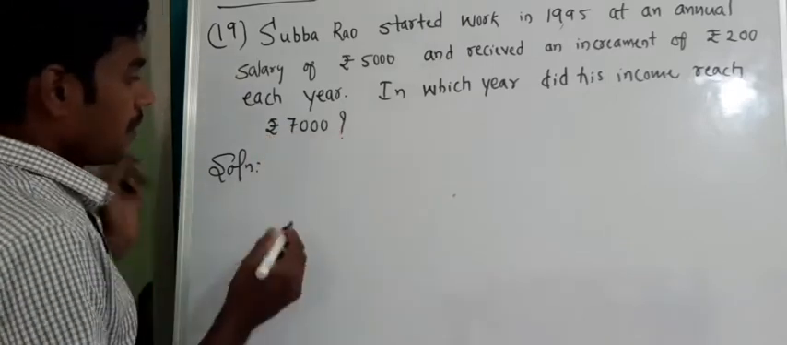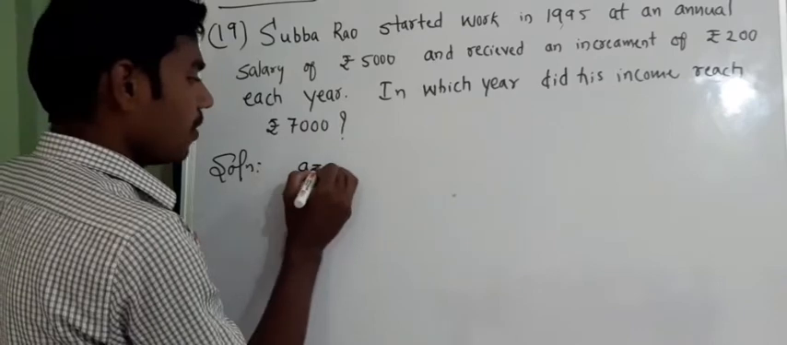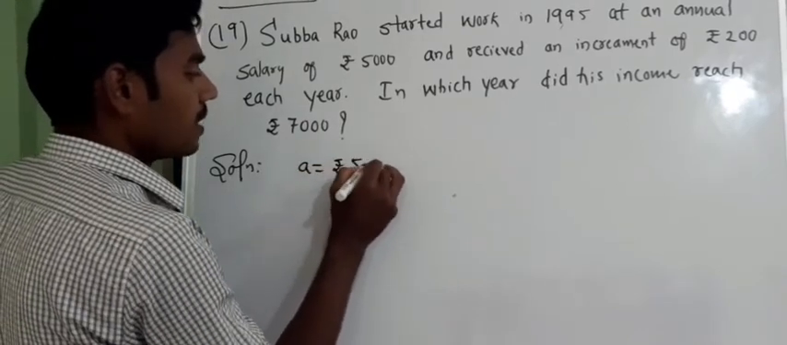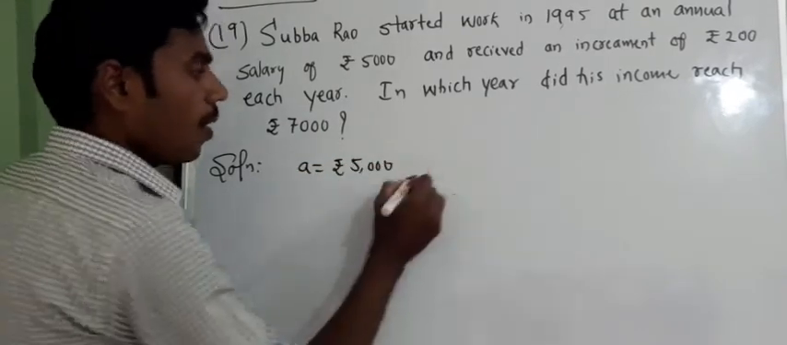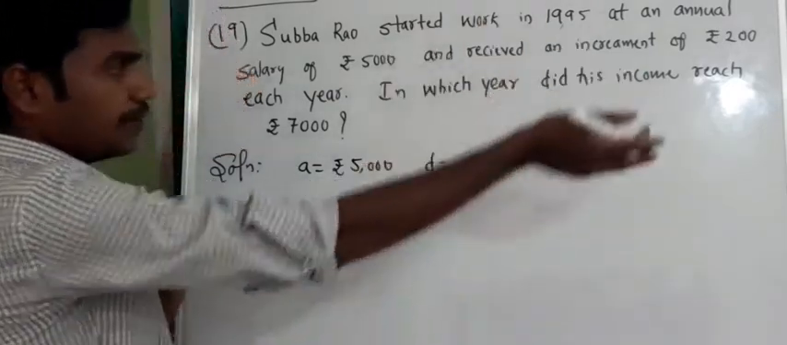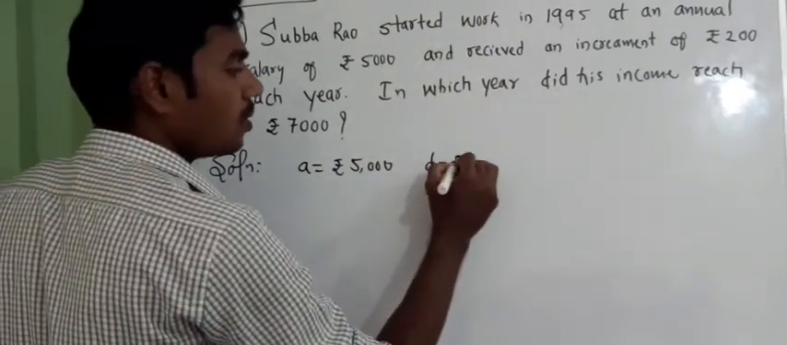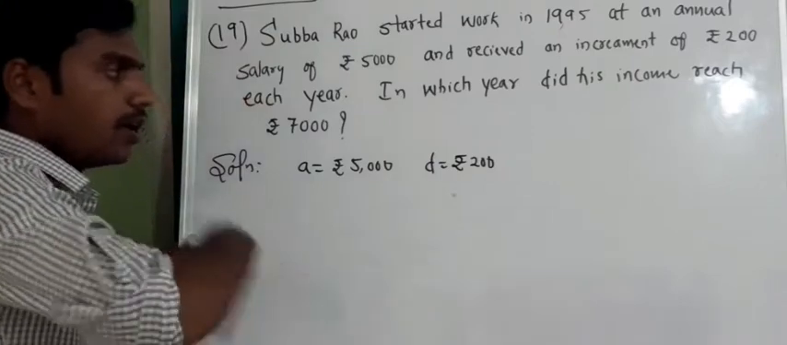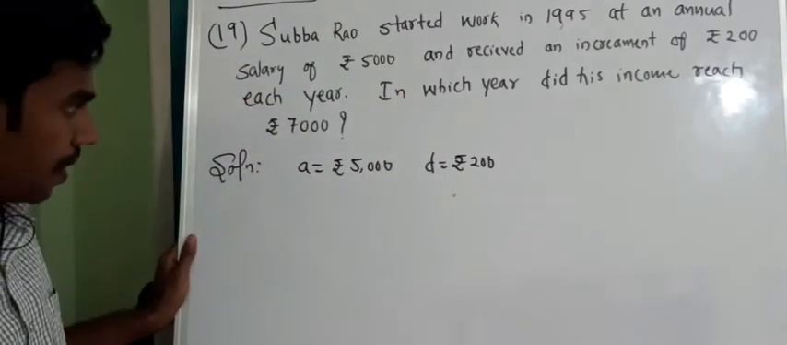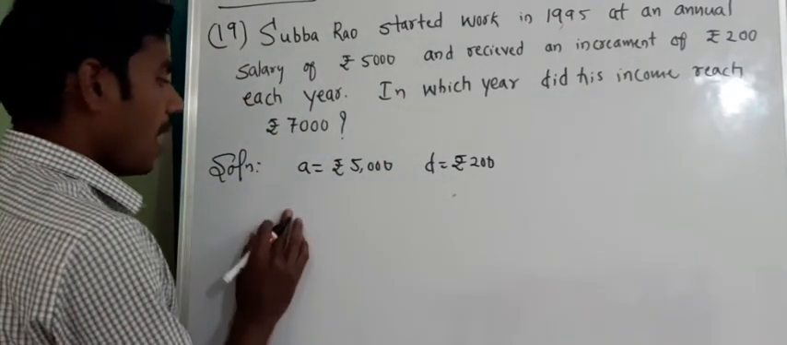Now, what is A? He started with a rupees 5,000 salary. Then, what is the common difference? The increment every year will be the common difference, that is 200. Every year a 200 increment will be there. Now, what I will do, I will write an AP.